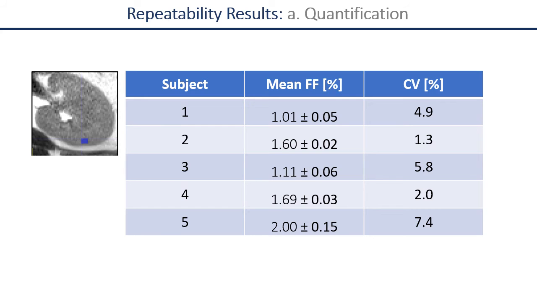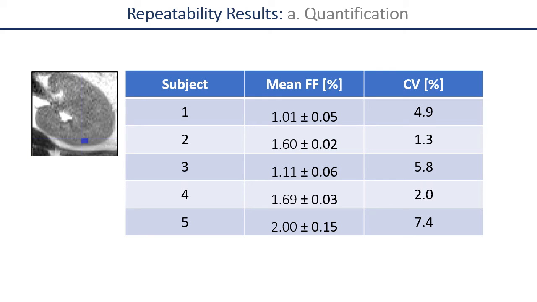On the image on the left, an example of the region of interest that was used to evaluate the MRSI quantification repeatability. The region of interest was carefully drawn over several MRSI voxels covering only the cortex of the kidney to reduce the anatomical variations.